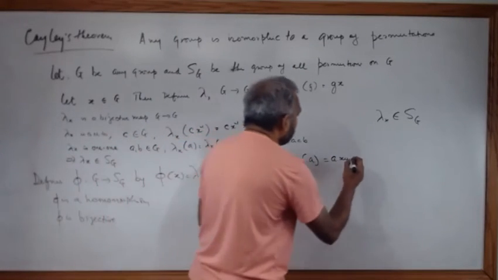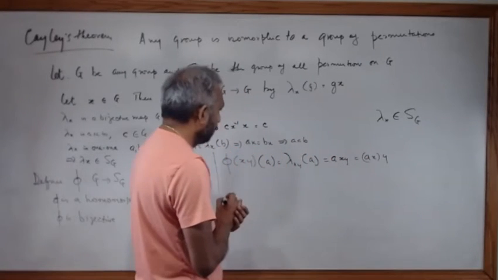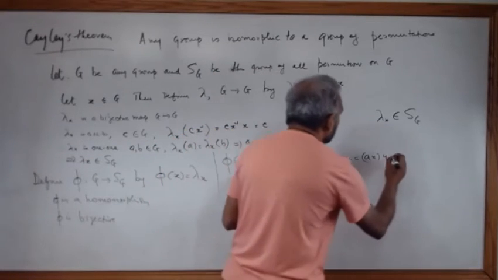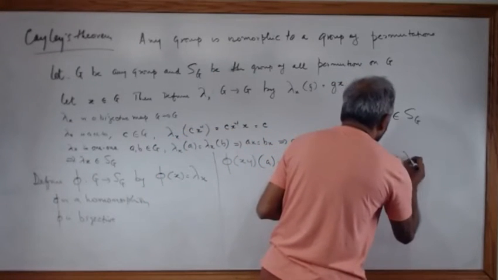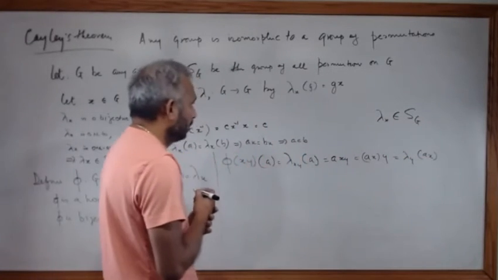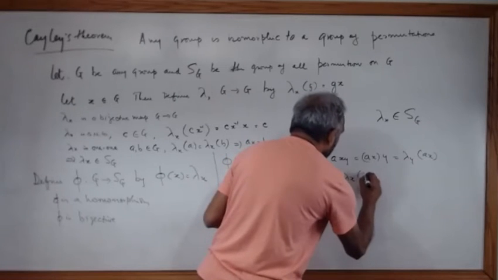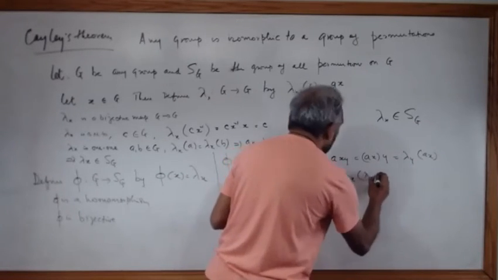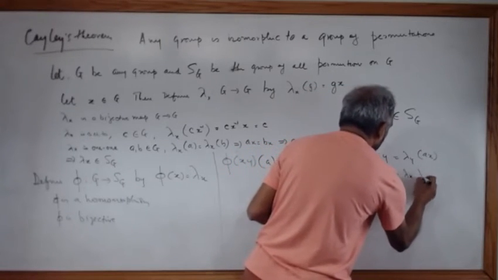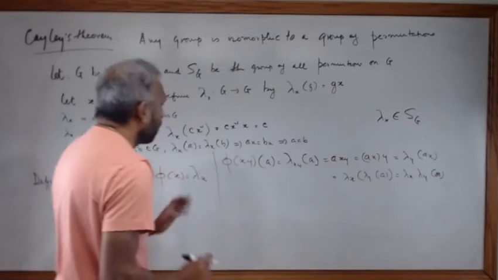And that is equal to (ax)y, which is lambda_y of ax. And that is equal to lambda_y of lambda_x of a, and that is equal to lambda_y times lambda_x of a. So this is a homomorphism.